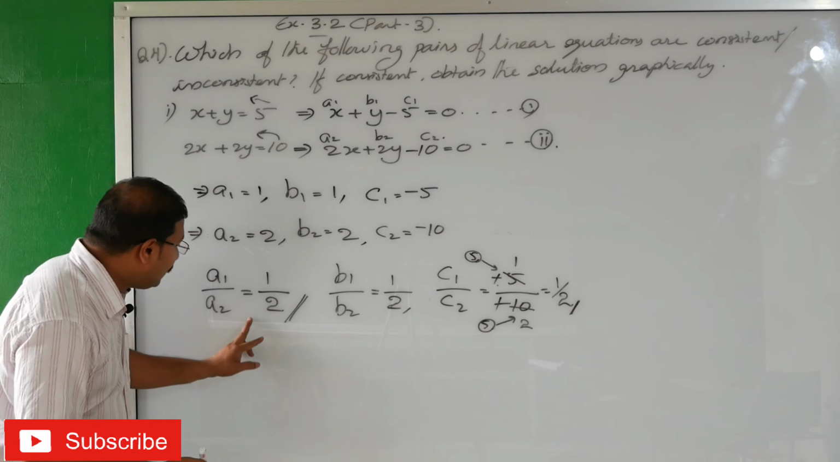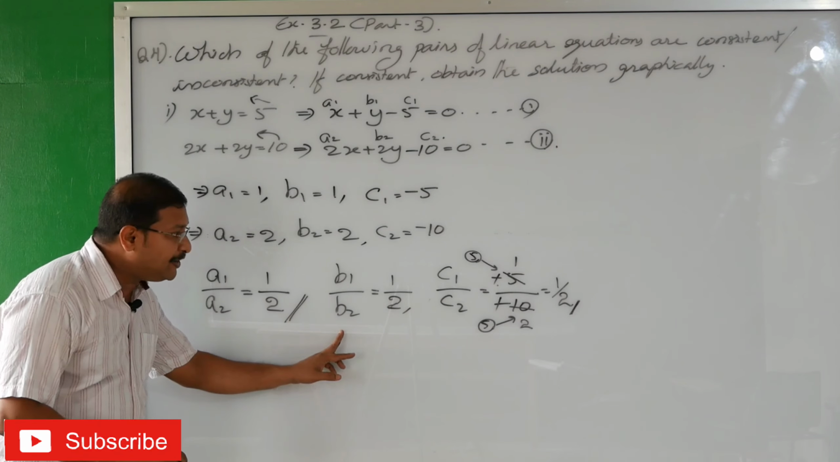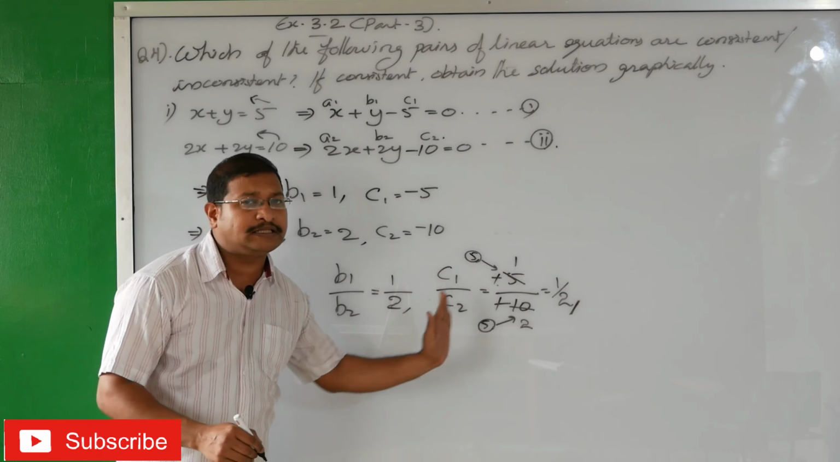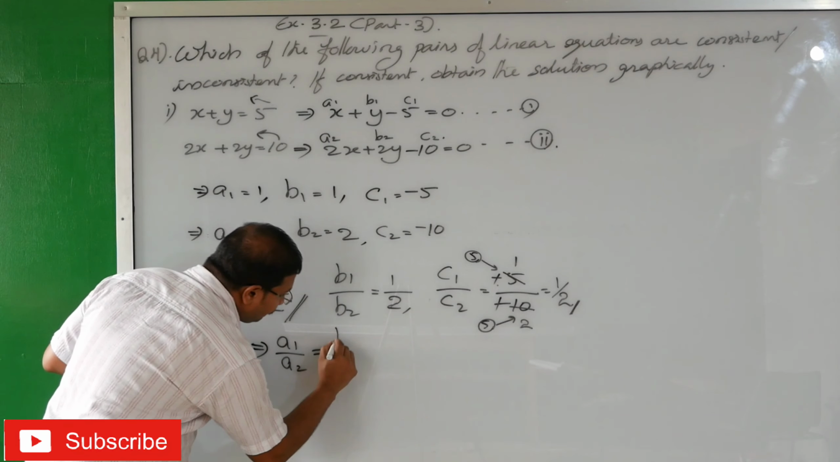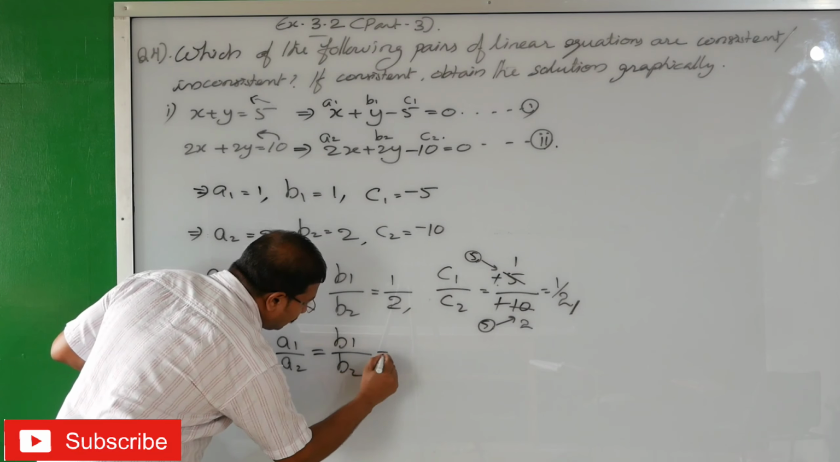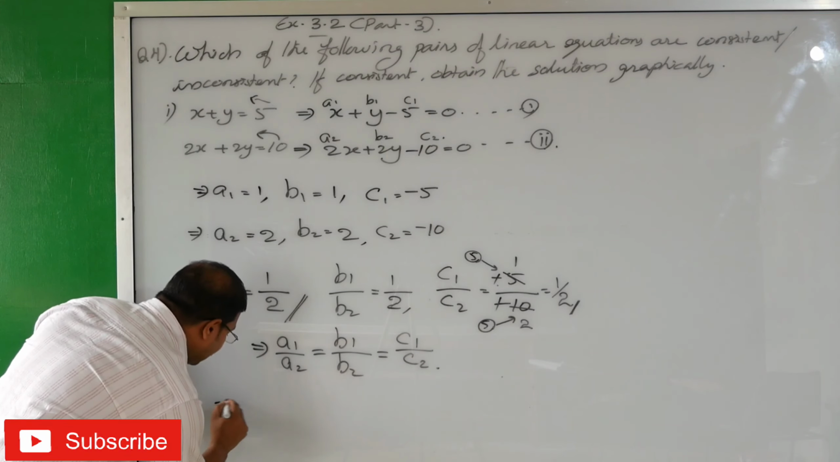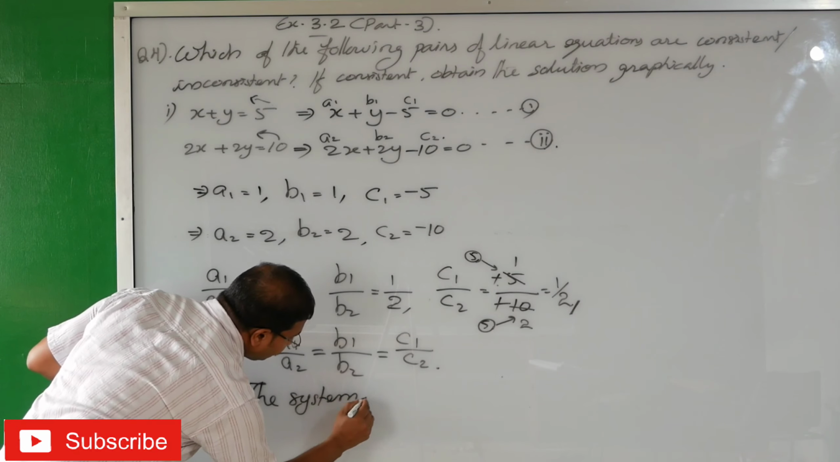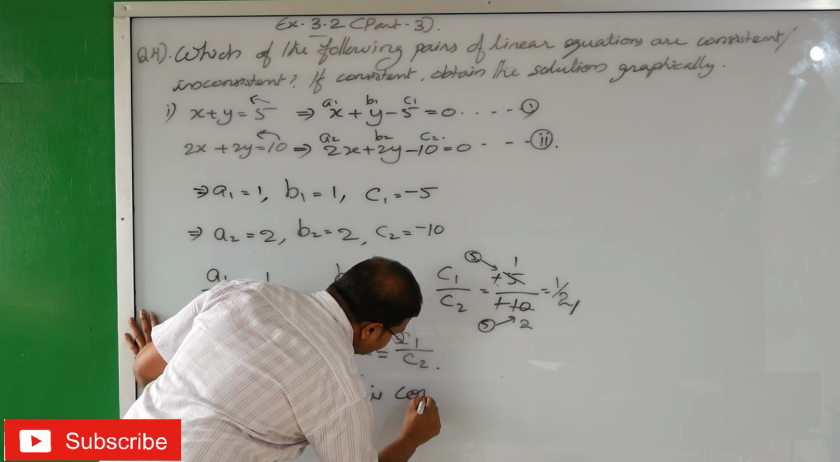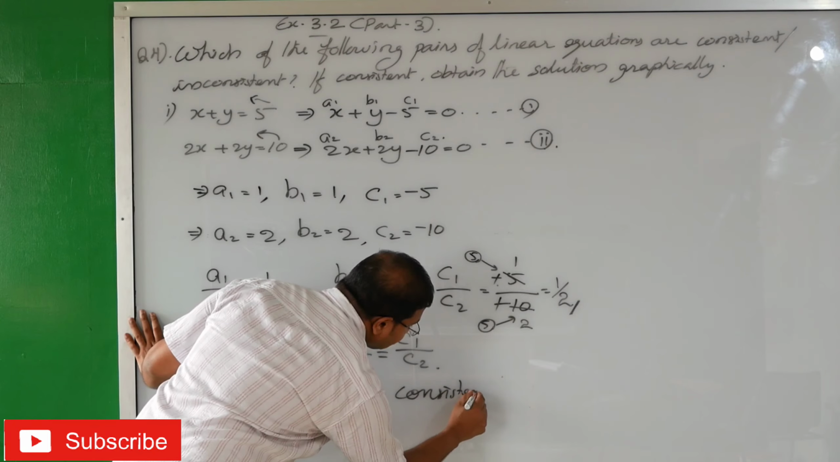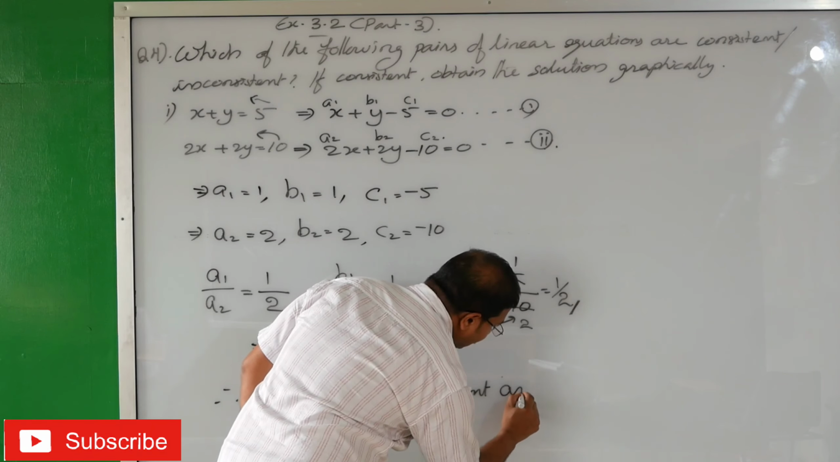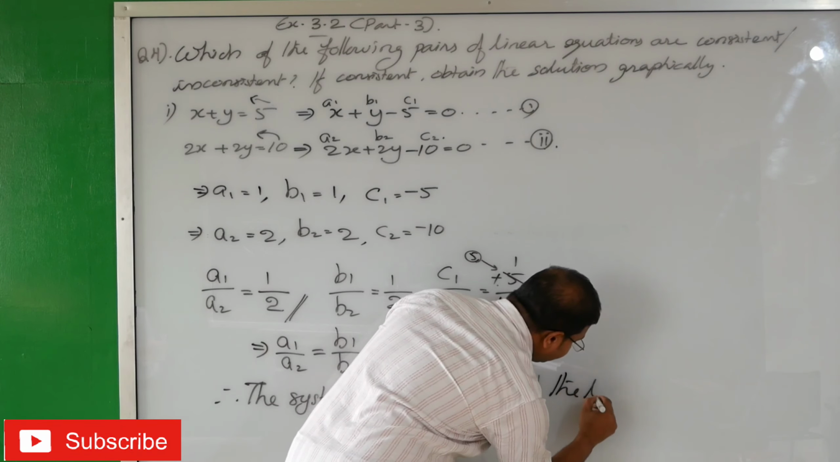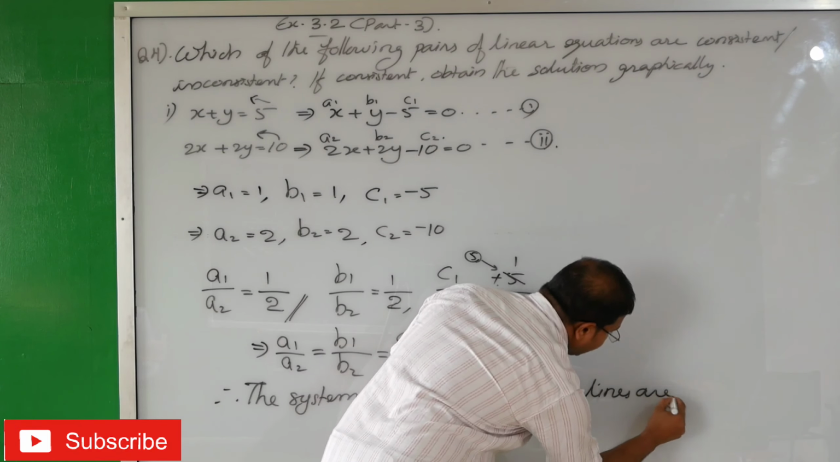See now, a1 by a2, b1 by b2 and c1 by c2, all the answers are 1 by 2, isn't it? That implies we can write a1 by a2 equals b1 by b2 equals c1 by c2. Therefore, the system is consistent and the lines are coinciding.